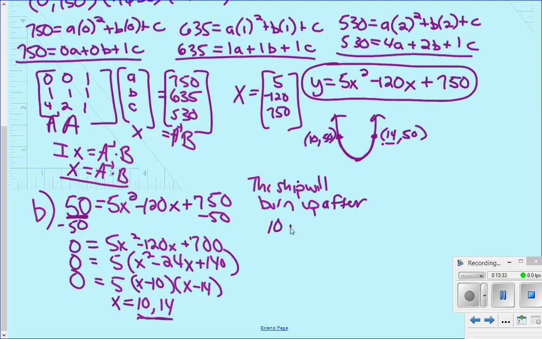So the ship will burn up after 10 minutes. Okay? Now, realize, had we solved this equation and we got complex or imaginary numbers here for x, then we would be saying that the ship did not burn up, because then it did not come close enough. It didn't come within 50,000 miles of the star. But because we got real numbers, that means that at that real number, at 10 minutes, the ship is within 50,000 miles, which means it burns up. Okay, so that's the answer to part B.